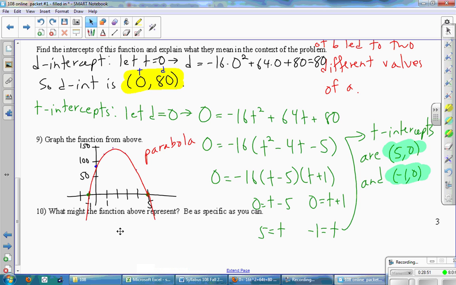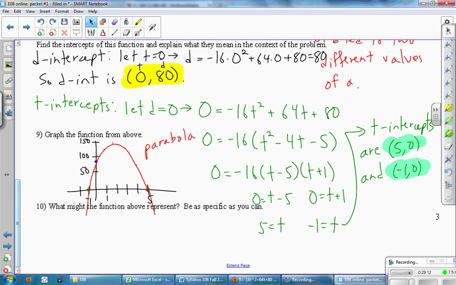Okay, number 10. What might the function above represent? Be as specific as you can. So you've got this graph in front of you, and the question is, have you seen anything with your own eyes, some actual thing that behaves like this graph is illustrating? So pause the video, see if you can come up with some specific example of something that might behave like this graph.